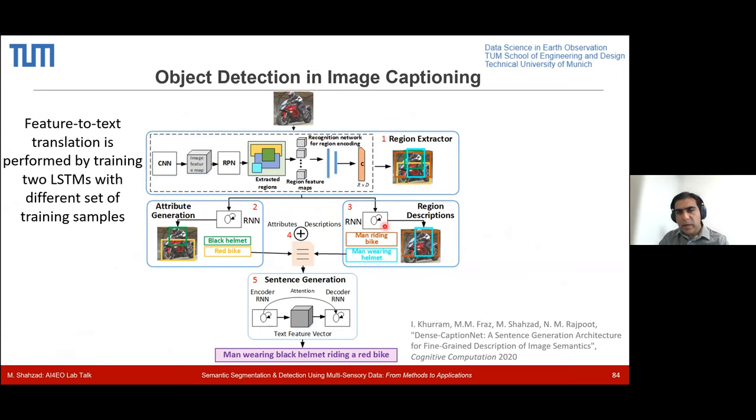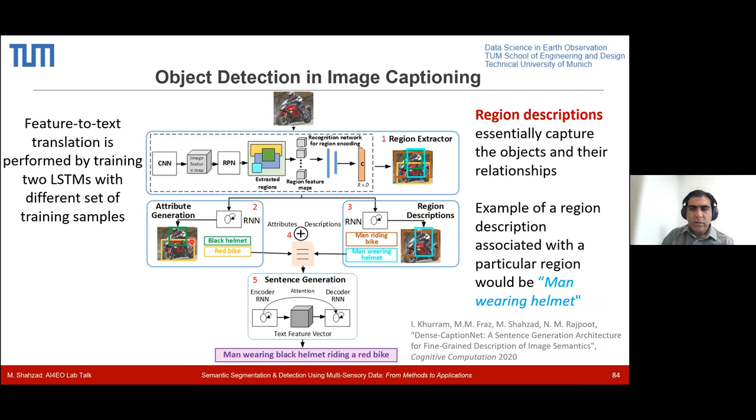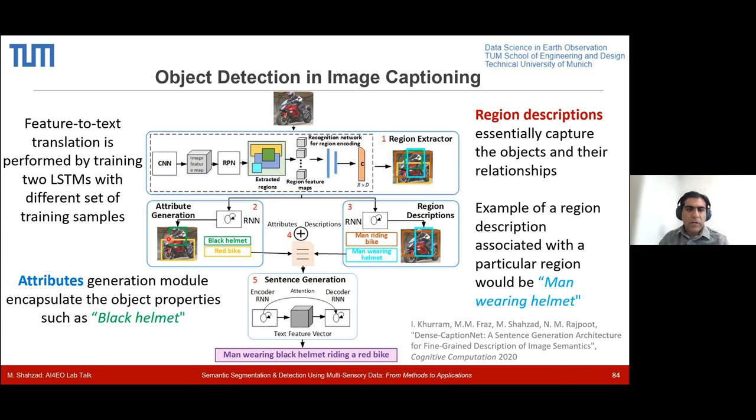One LSTM is basically used to focus more on the region descriptions, and the other is more focused on the attribute generation. So the region description basically captures the objects and their relationships. And the outcome of this particular module would be "man wearing helmet". Similarly, the attribute generation module's outcome should be something like "black helmet", so it would assign the attribute along with the object.